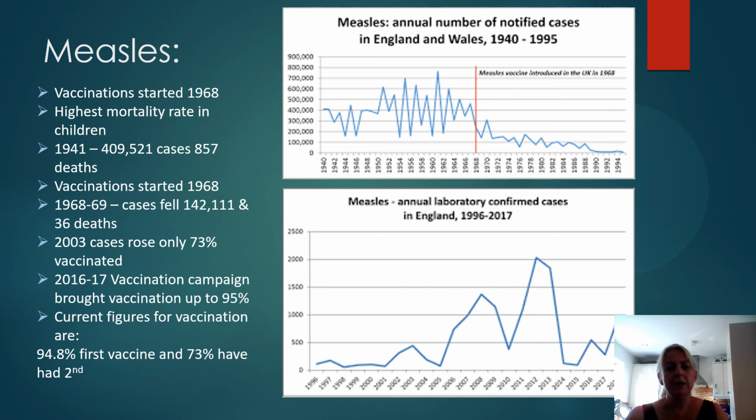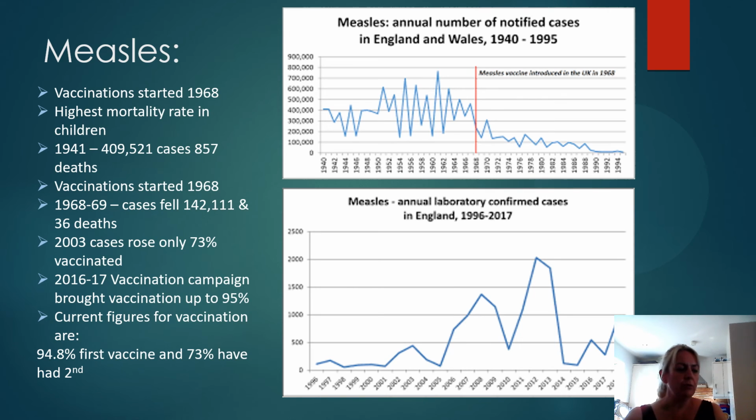The measles vaccination was introduced in the UK in 1968. The disease was easier to catch than the flu or the common cold, and to this day measles remains a major cause of mortality in children around the world.